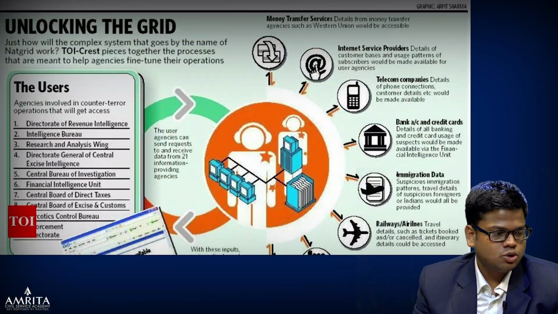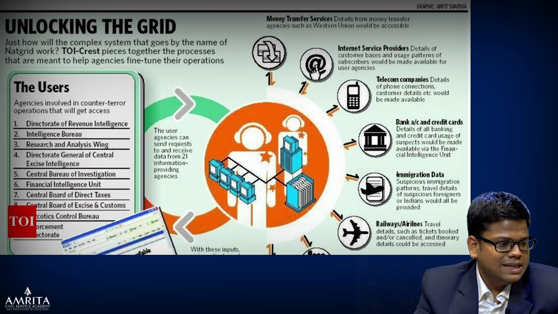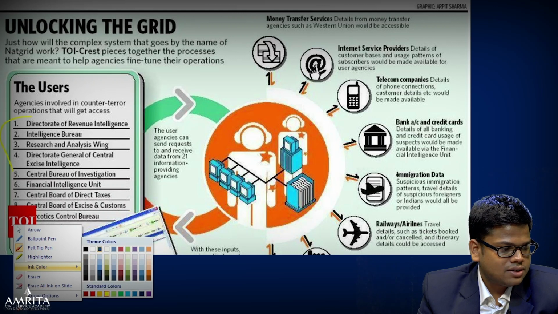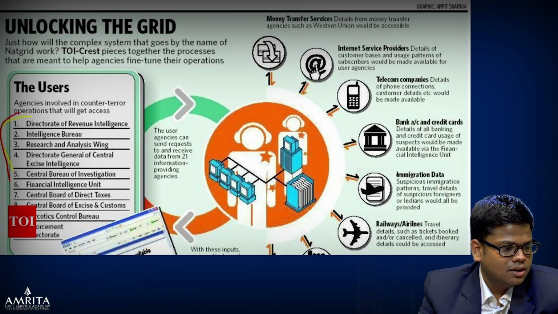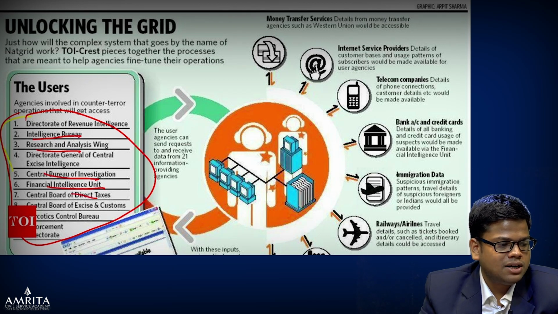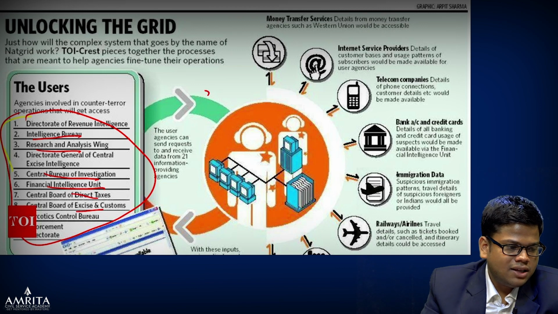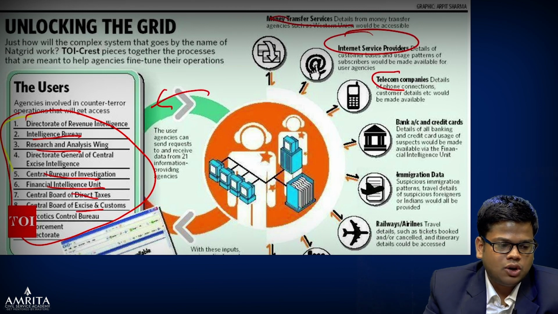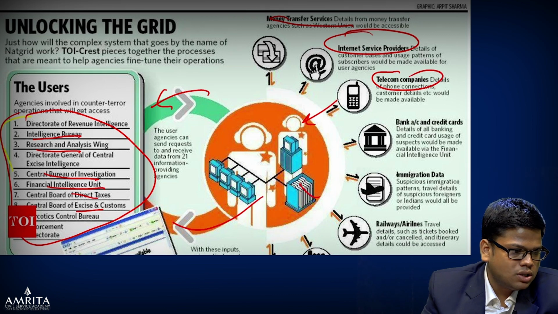So basically, these agencies will get access to the data. These agencies are like the Department of Revenue Intelligence, Intelligence Bureau, RAW, CBI, Financial Intelligence Unit, CBDT, and all this. And they will get the information from these companies, internet service providers, telecom companies. These will provide the data to these agencies.